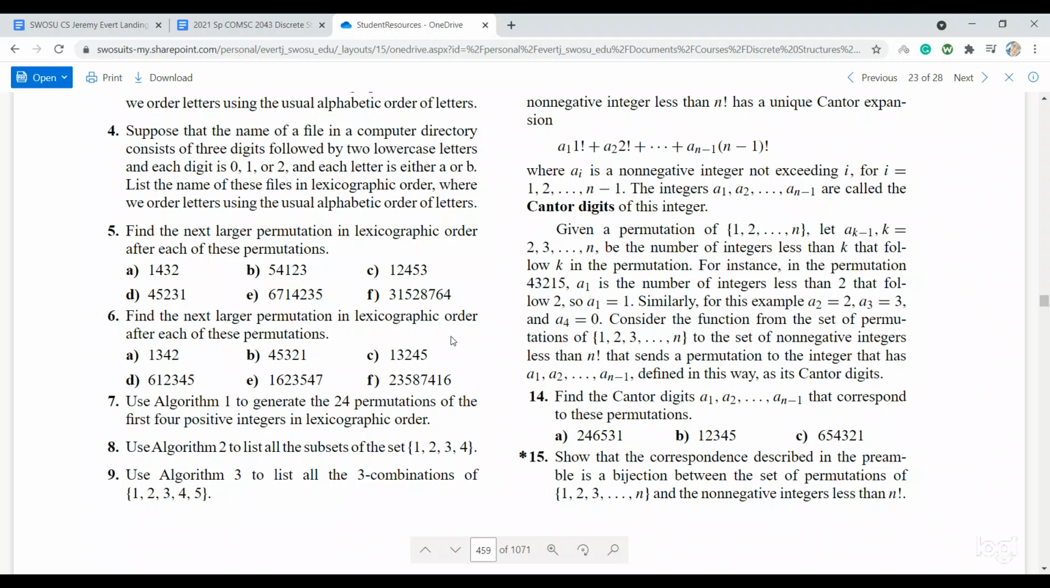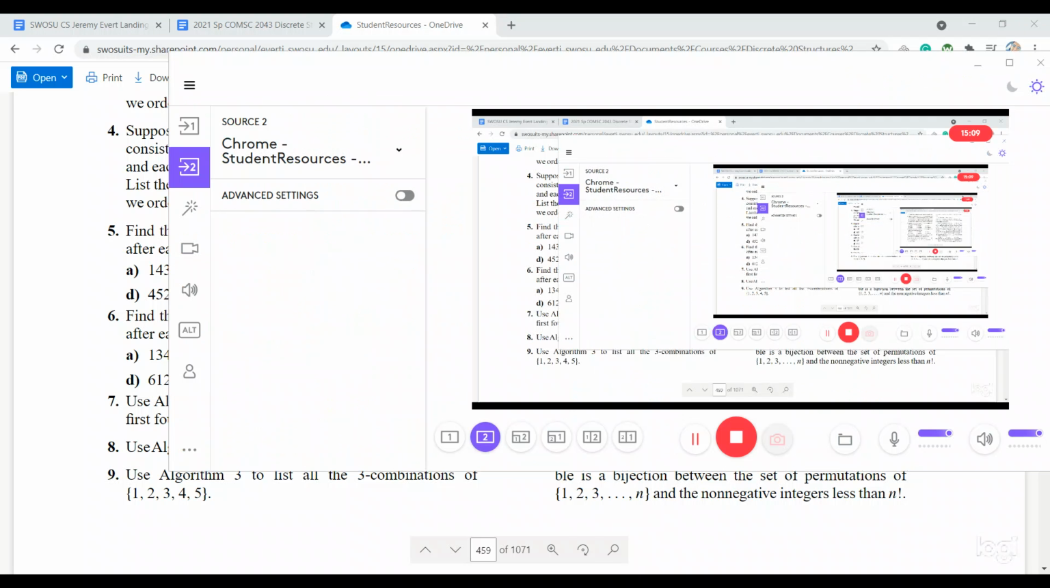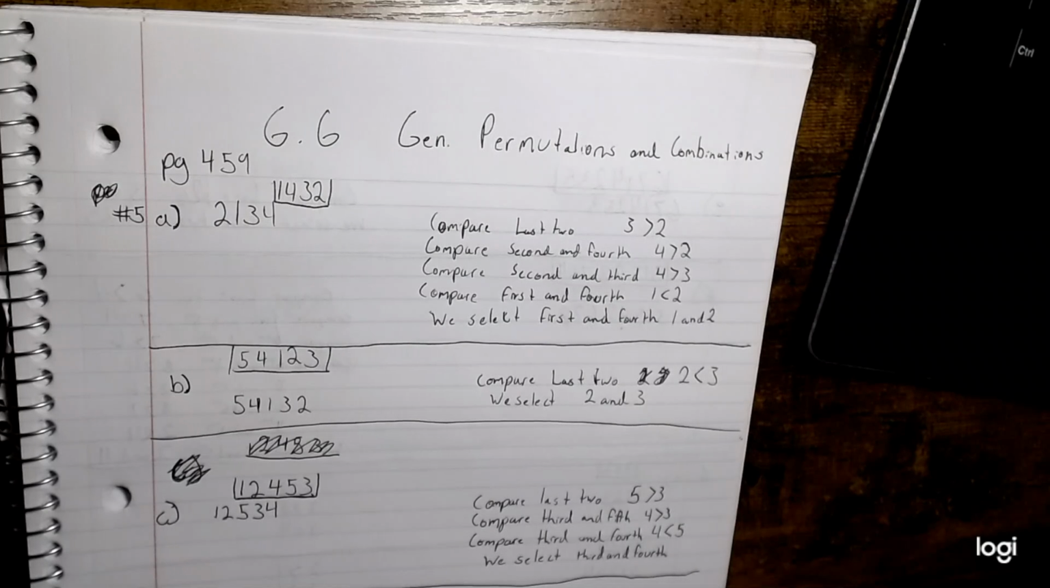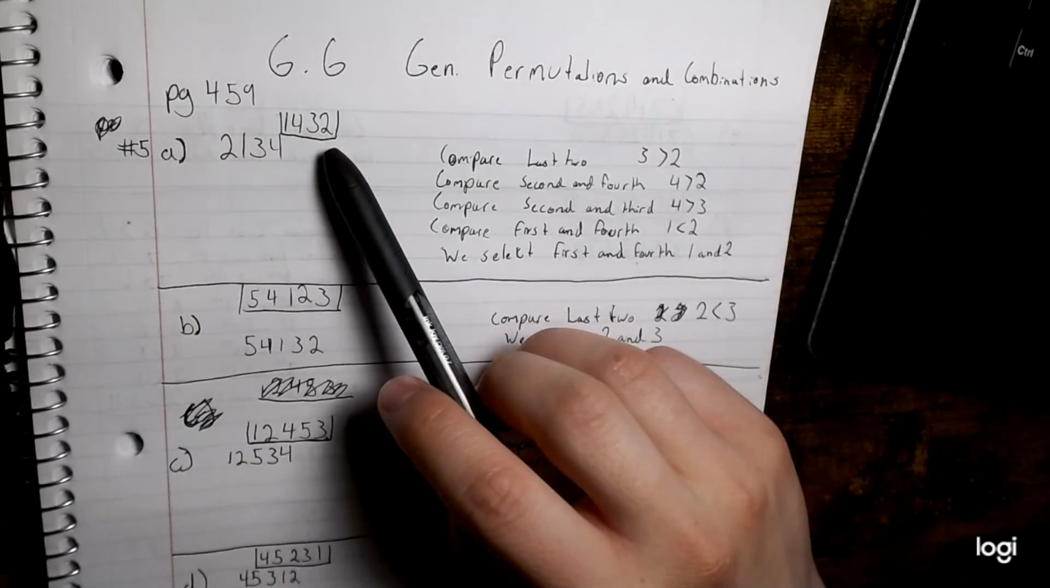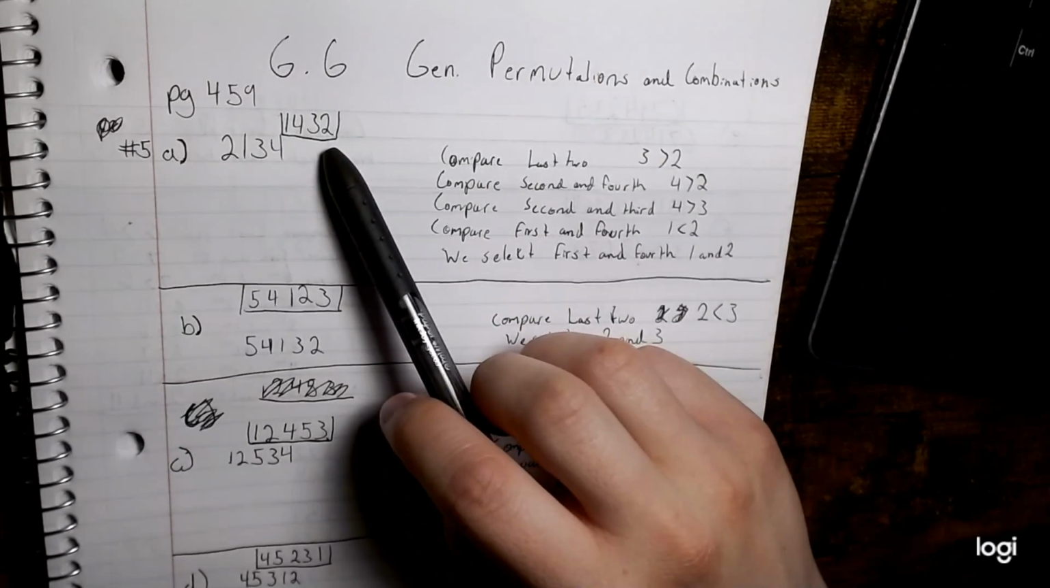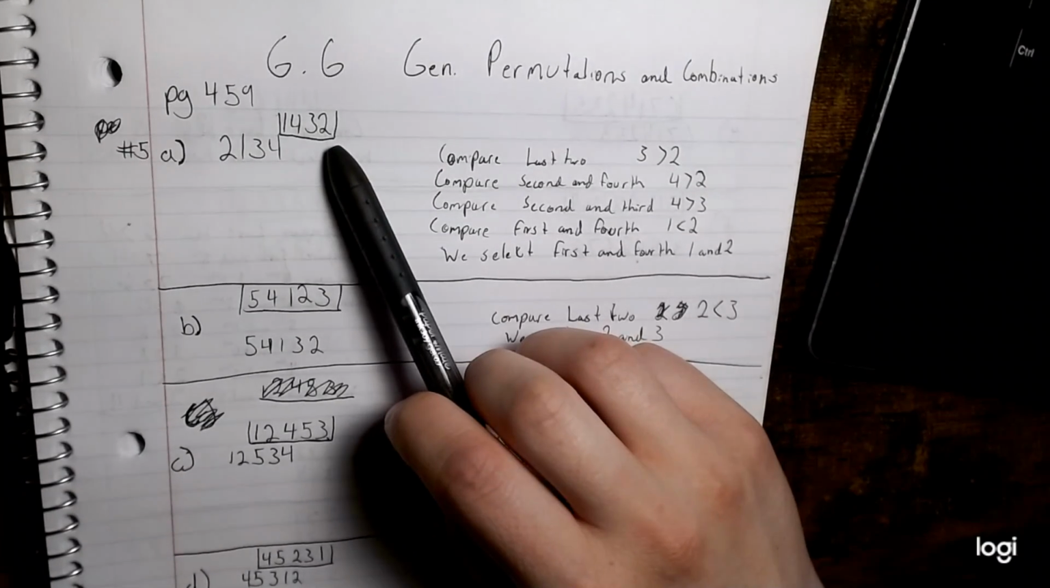It says find the next larger permutation in lexicographic order after each of the permutations. Same thing for 6, but it gives us different numbers. So we'll hop right on over to our journal so I can explain. We have question 5a, which has the number given up here. And how we do this is we compare first the last number.